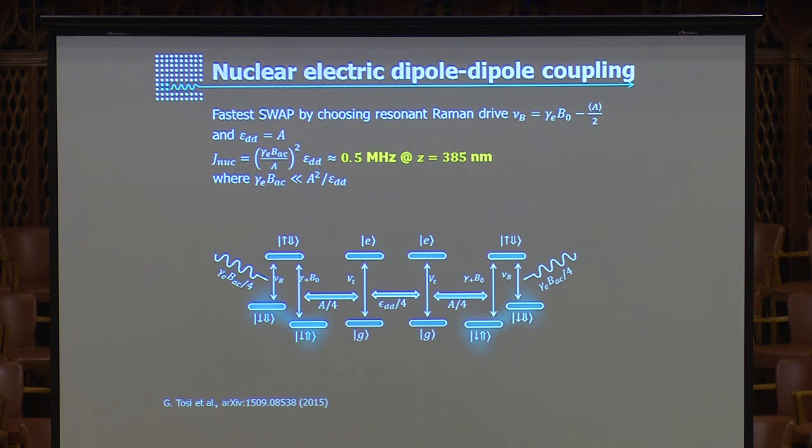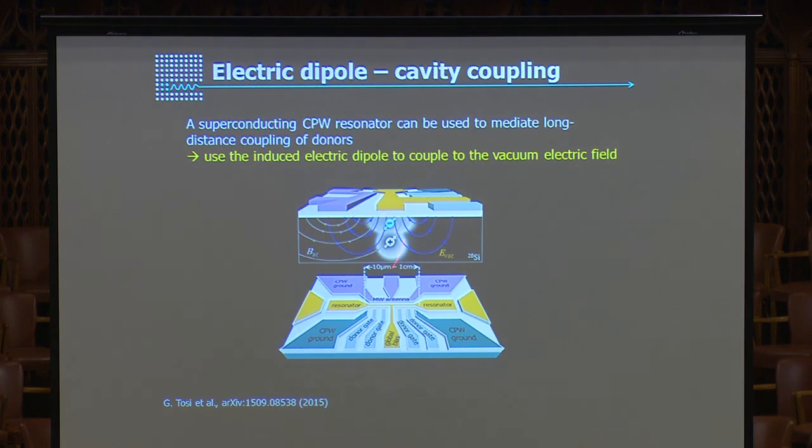Two nuclear spins, almost half a micron away, coupled by half a megahertz. Now, of course, if you have ever seen a cavity or thought about it, the first thing that you think is that, well, you have an electric dipole, you can couple to a CPW resonator like the transmon people do. And indeed, you can do that.